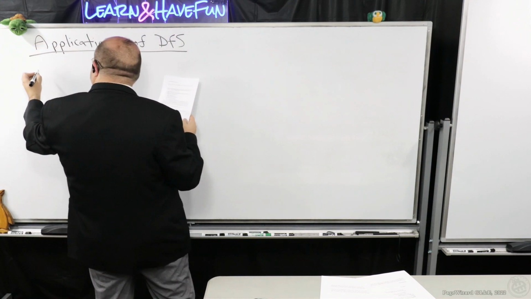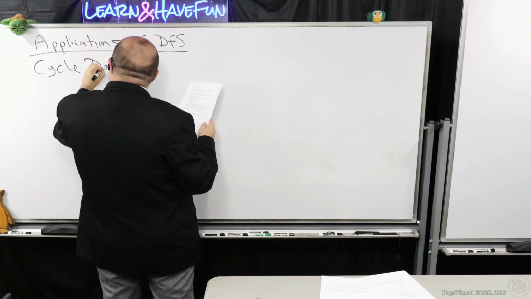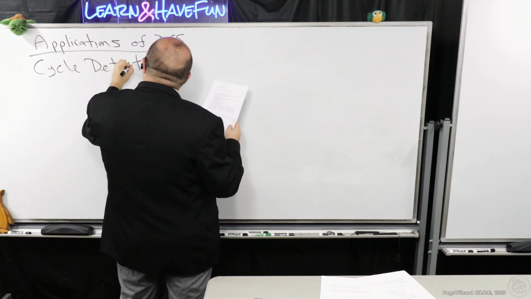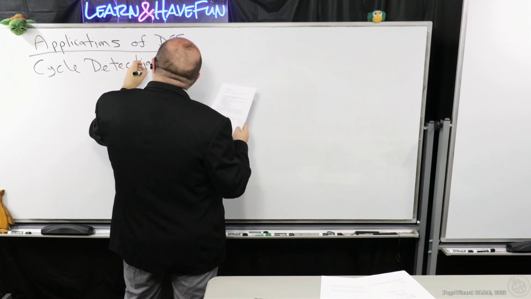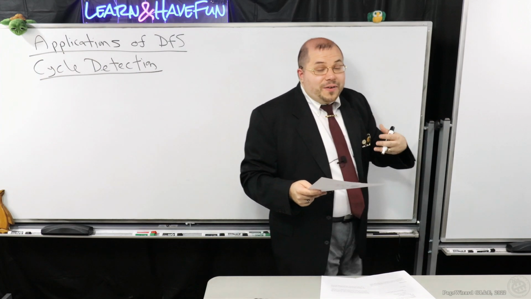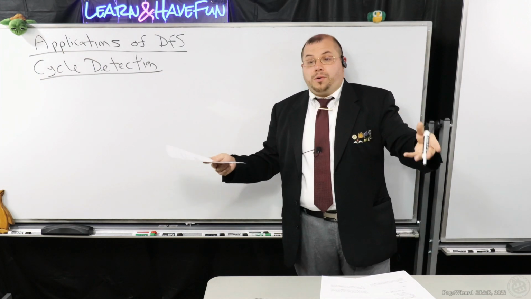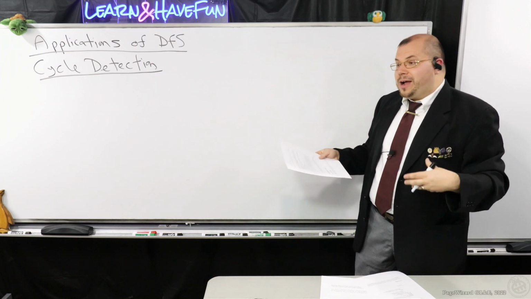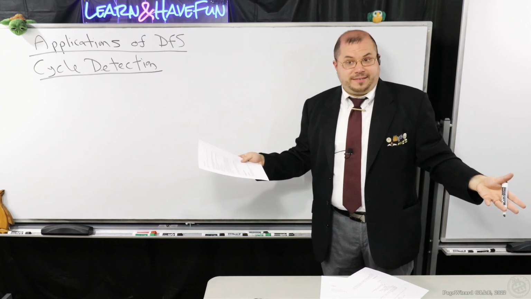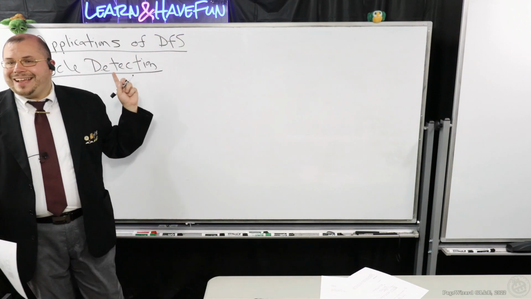So for the first one, I thought I would keep it simple. Let's talk about cycle detection. Suppose that you want to detect if there's a cycle in your graph. Another way you can look at this is, if I give you a graph, is it, for example, a forest? Like, how do I know if my graph consists of a collection of trees? So one way you can do that is detecting a cycle.